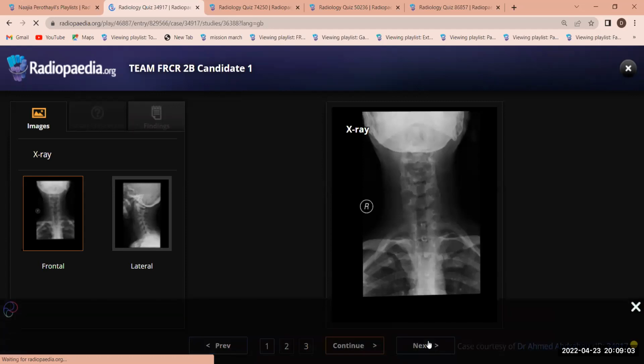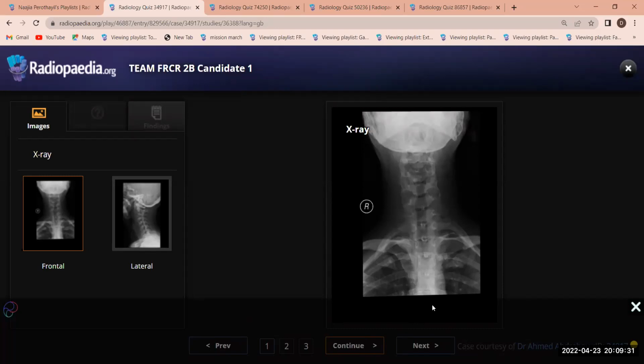Okay, so this is a patient who has presented with neck pain. I'm provided with the X-ray of the neck, the cervical spine, frontal and lateral projections. Can I have a look at the lateral view? Do you want to comment on anything on the frontal? Do you see anything? Grossly, I didn't see anything.